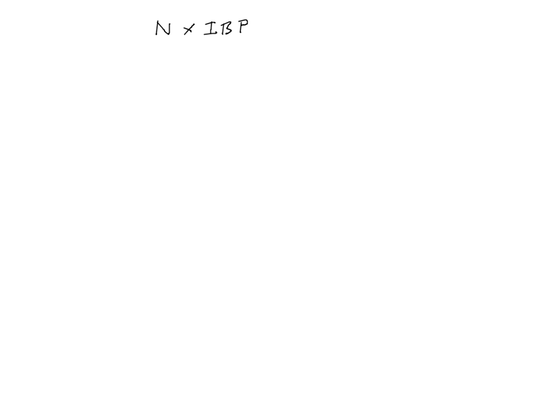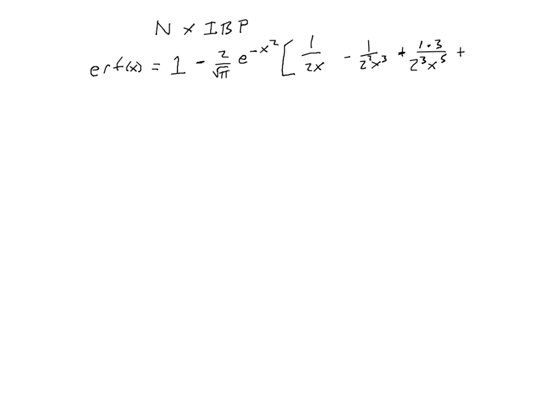And what happens is eventually you're going to take your error function and move the 1 over to the other side, and you'll see that this is going to be 1 minus 2 over square root of pi times e to the minus x squared, and then you're going to have 1 over 2x minus 1 over 2 squared x cubed plus 1 times 3 over 2 cubed x to the 5th plus 1 times 3 times 5 over 2 to the 4th x to the 7th. Oh, this should be a minus sign here.